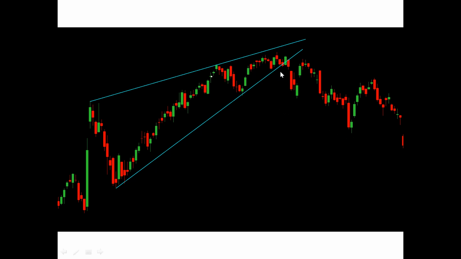So normally we keep our stop loss on the other side, and the target can be the length of the opening of the wedge, right? So here we have got our target achieved.